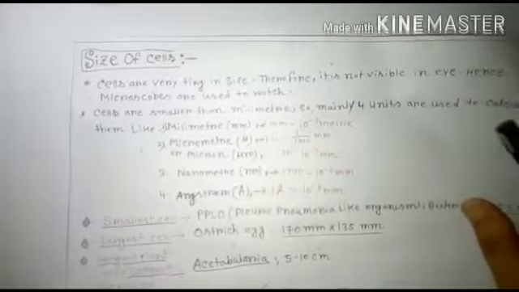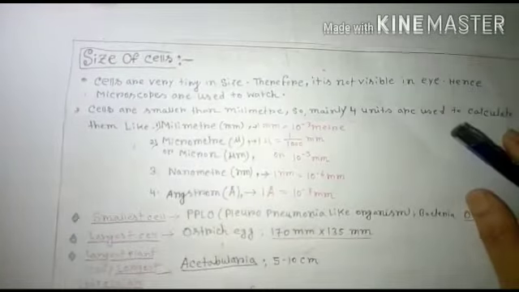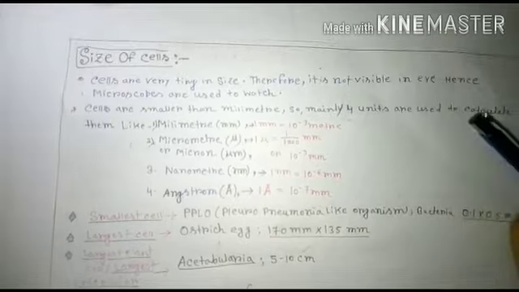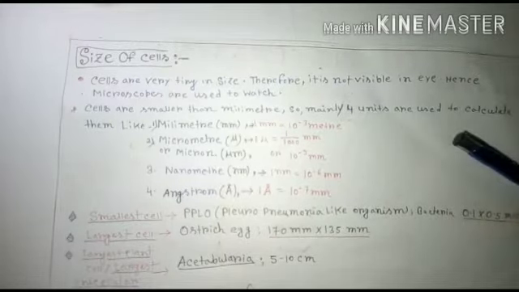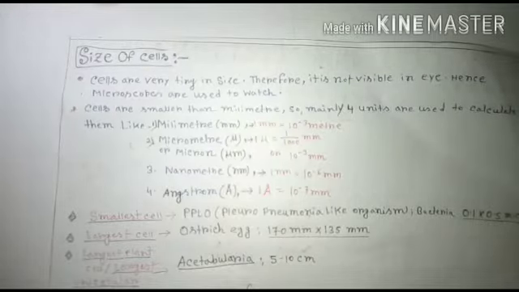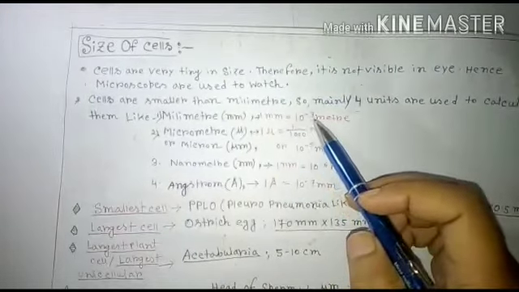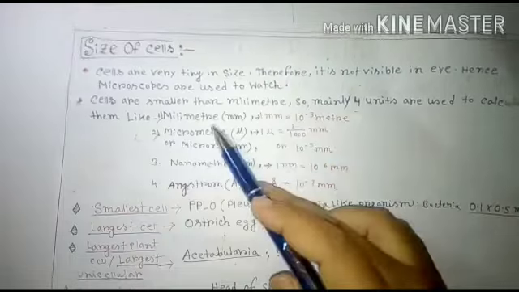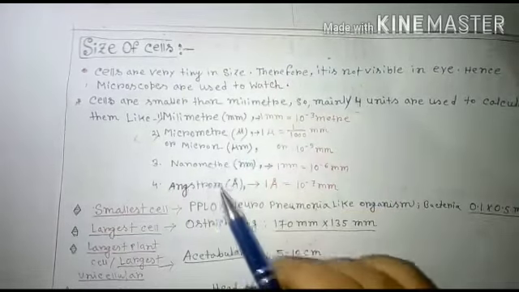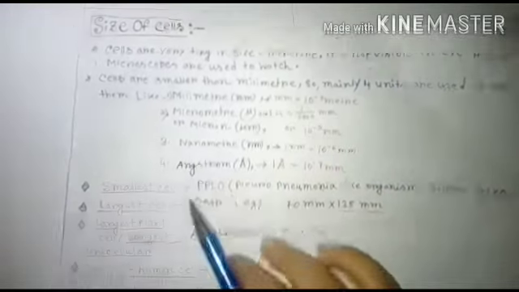Now I am going to discuss the size of the cell. Actually, cells are very tiny in size, therefore they are not visible to the eye. Hence microscopes are used to see them. Cells are smaller than a millimeter, so mainly 4 units are used to measure them: millimeter, where 1 millimeter equals 10 to the power minus 3 meter, micrometer or micron, nanometer and angstrom.